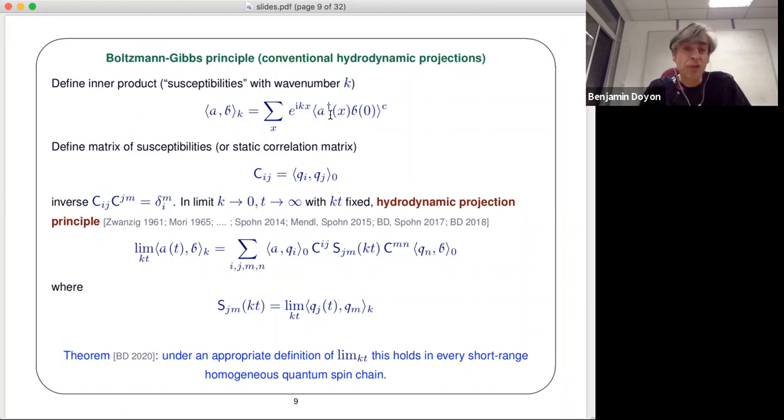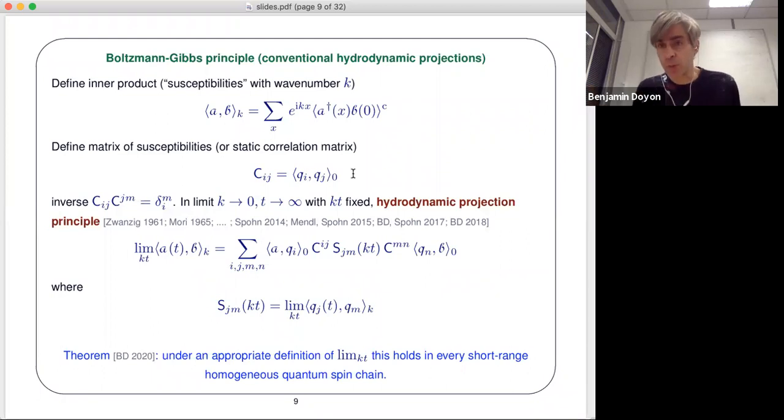Okay. What's the formula? Well, it's relatively simple. So you have this two-point function, which is space integrated. If you put k equals 0, it's just a total two-point function. And if you know all the conserved charges of your model, you can form this matrix, which is called the static correlation matrix, which just takes the space-integrated two-point function of conserved densities.